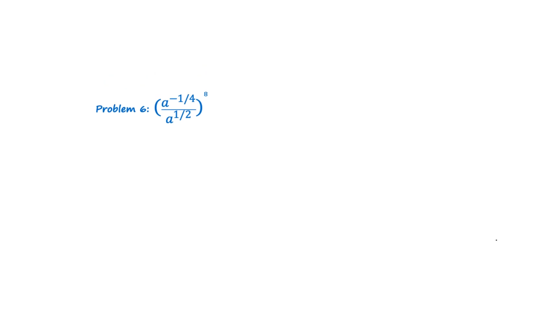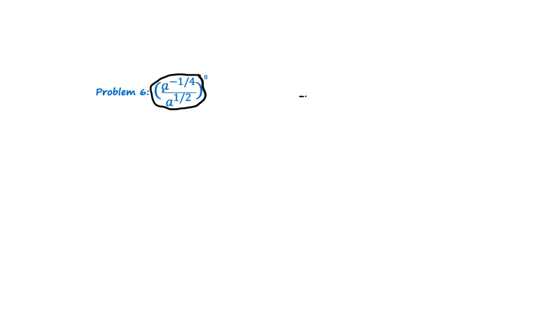All right, so problem 6. So here I have a to the power of negative 1/4 over a to the power of 1/2, all to the power of 8. So it's the entire thing that is to the power of 8, not only the numerator, but both the numerator and the denominator. All right, so what do we do? If you remember what we said, when you have one exponent for two bases, here you have two terms in the base, right? So we said that we distribute the exponent to the other exponents, okay?